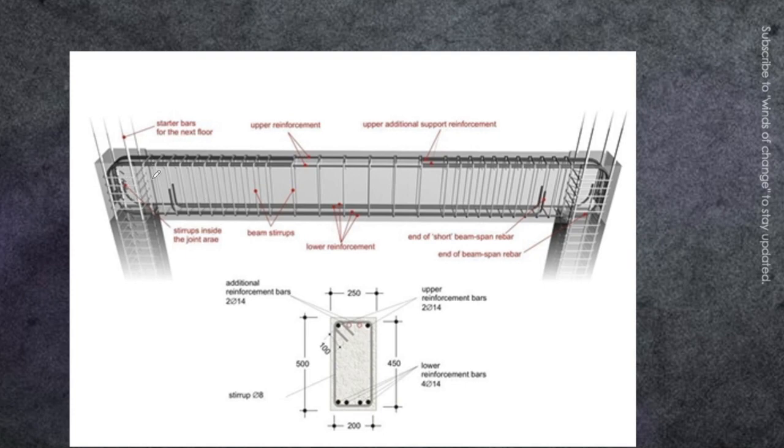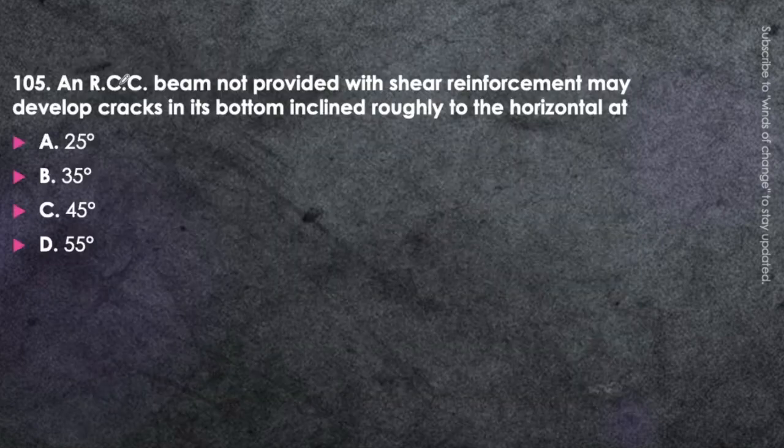Okay, next question. An RCC beam not provided with shear reinforcement may develop a crack in the bottom inclined roughly to the horizontal at 25 degree, 35 degree, 45 degree, or 55 degree. In case the RCC beam has no shear reinforcement, that is stirrups, then there is a possibility of development of a crack in the bottom of the RCC member. So that crack has to be inclined to the horizontal at which angle?